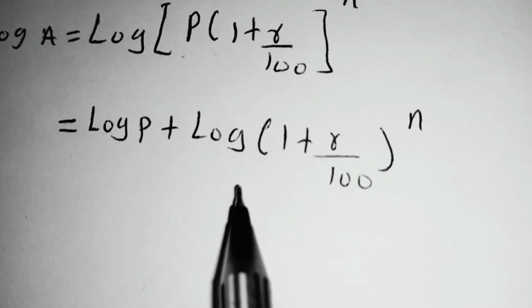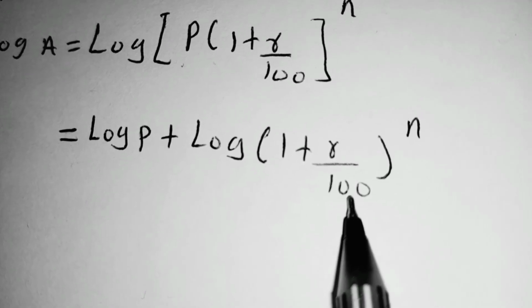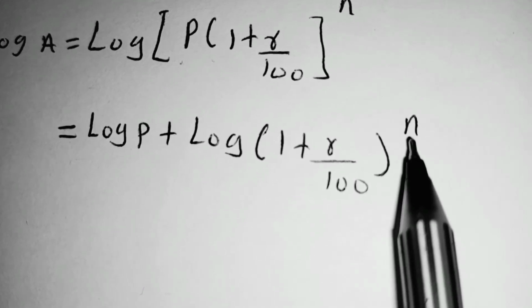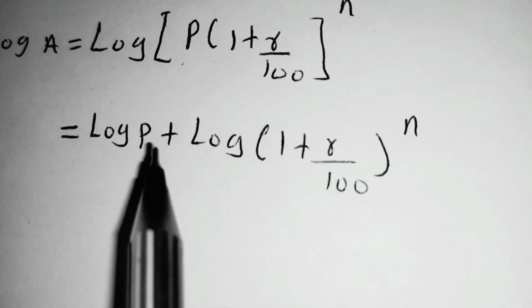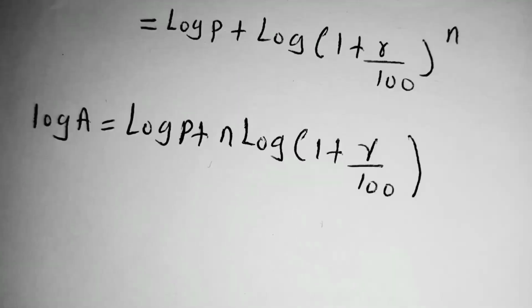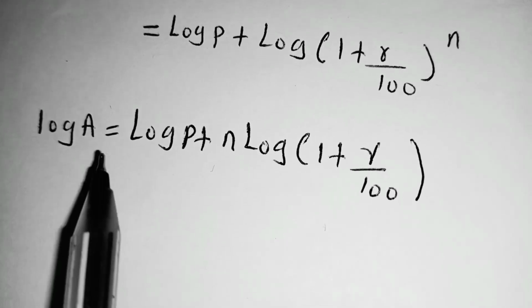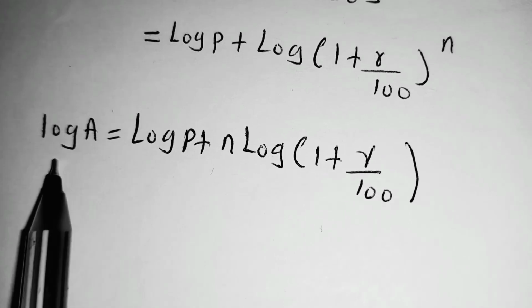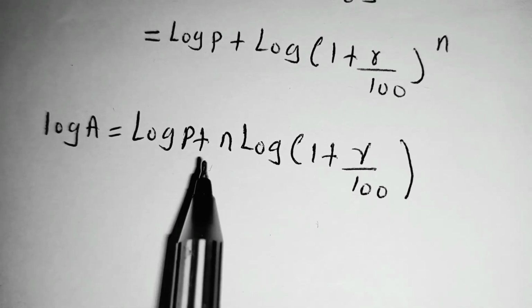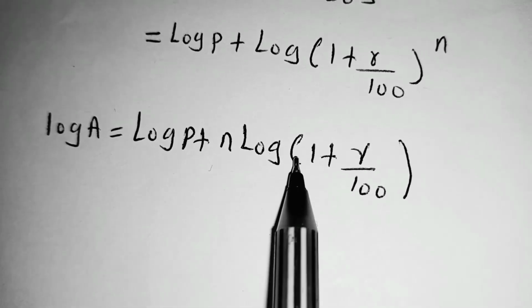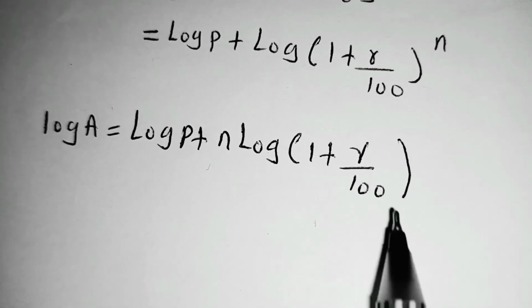power n. Also this part here, we can make use of the law of logarithm, whereby now we are going to bring n in front of this logarithm. So taking n in front, you shall have log of A is equal to log of P plus n log of bracket 1 plus R over 100.